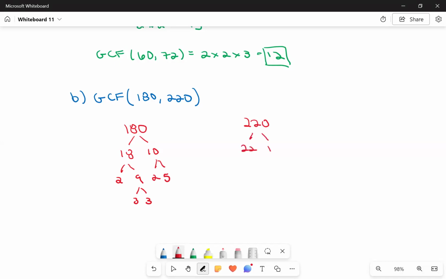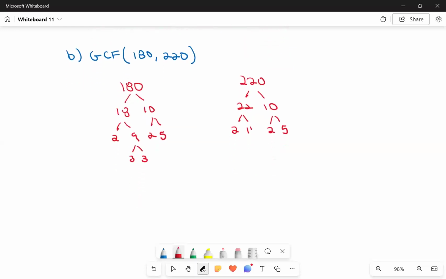22 times 10. That's 2 times 11, and 10 is 2 times 5. Okay. So it looks like this first number, 180, has quite a few smaller factors. Let's see. We have 2 2s, and then we have 2 3s. The other one doesn't have more than 2 2s, so I don't have to worry about any spaces there. And then it has a 5.